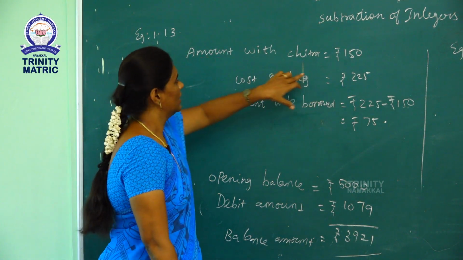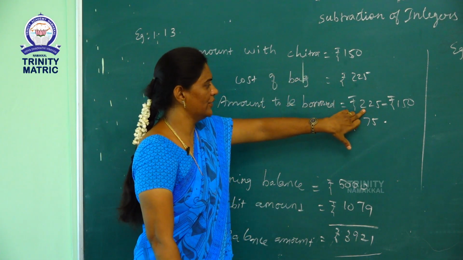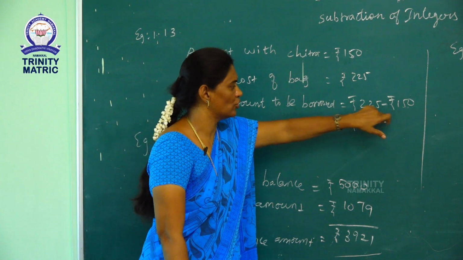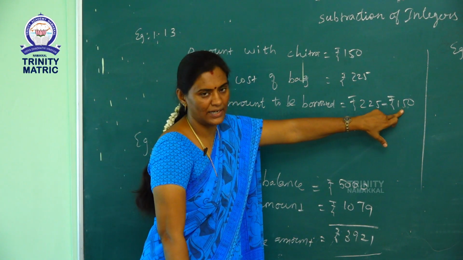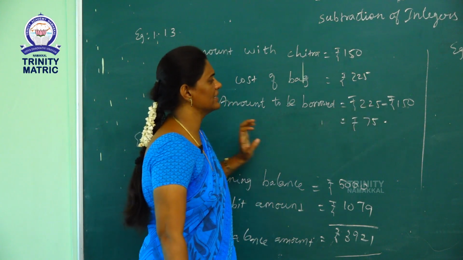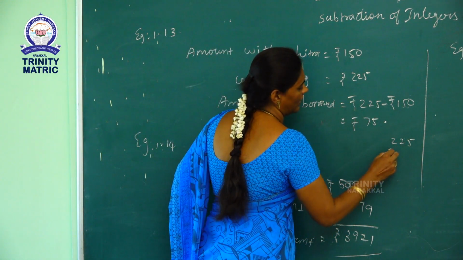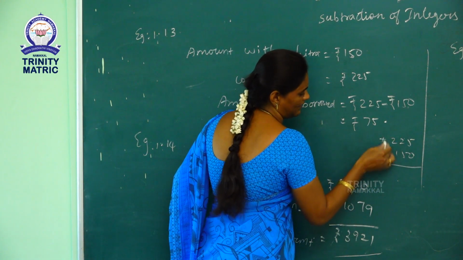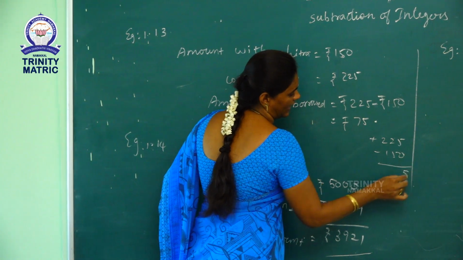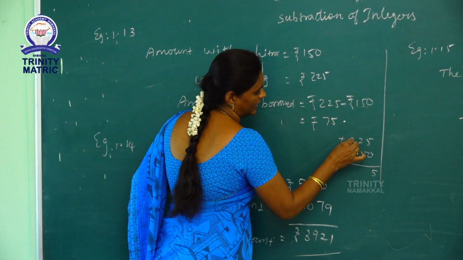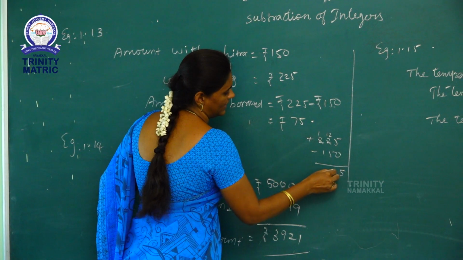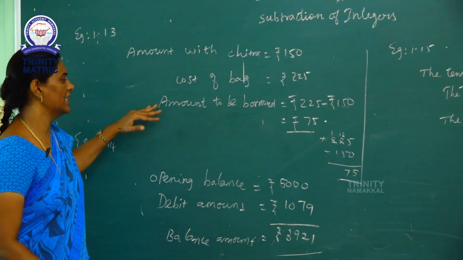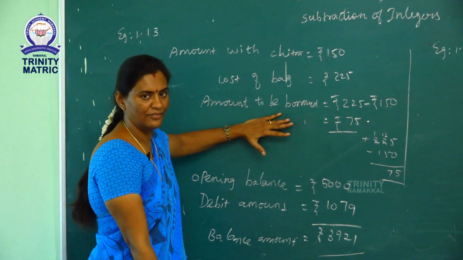See here, what is the cost of the bag? 225. Chitra has rupees 150. We subtract these two: cost of bag minus amount she has. That is 225 minus 150. We subtract these two integers. Here, 2 minus 5 we cannot subtract, so 12 minus 5 is 7. 1 minus 1 is 0. So 75 rupees she borrowed from her friend.